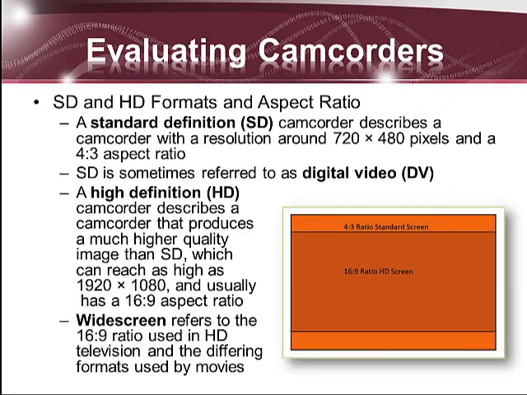SD and HD formats and aspect ratios. A standard definition or SD camcorder describes a camcorder with a resolution around 720 by 480 pixels and a 4:3 aspect ratio. SD is sometimes referred to as digital video or DV. A high-definition HD camcorder describes a camcorder that produces a much higher quality image than SD, which can reach as high as 1920 by 1080 and usually has a 16:9 aspect ratio. Widescreen refers to the 16:9 ratio used in HD television and the differing formats used in movies.